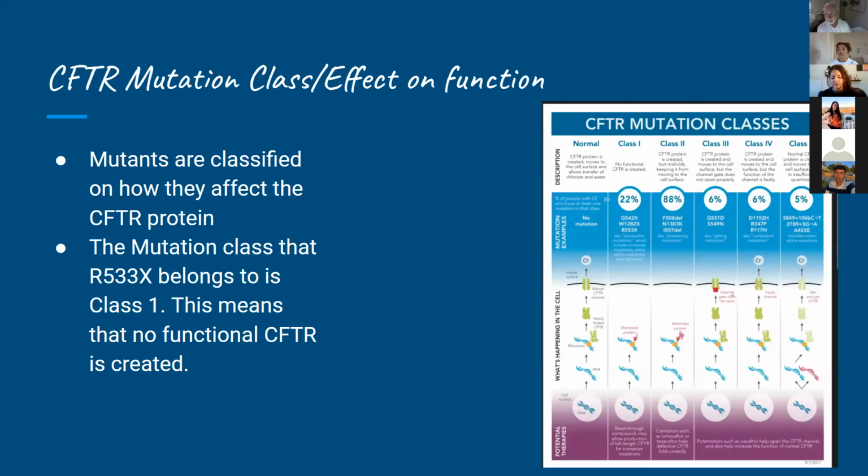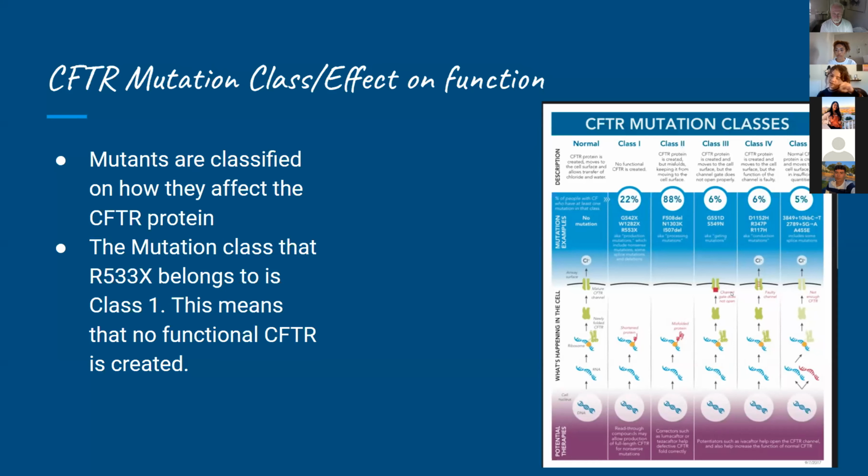How does the mutation affect the function of the protein? R553X is a class 1 mutation, the most common class, with 22% of people with cystic fibrosis, CF, having at least one type of mutation from this category. The category includes two other types of mutations, which are G542X and Y1282X. All of these mutations are nonsense mutations, meaning they are a single point alteration in the DNA. R553X specifically is a stop mutation, which means no functional CFTR is created.